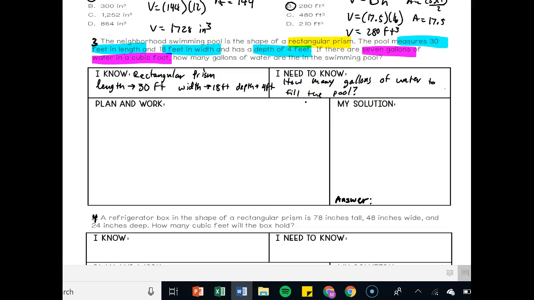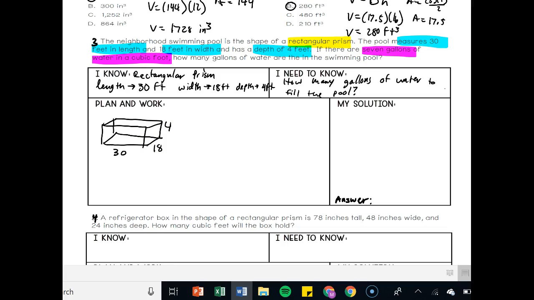Alright, so now let's go ahead and plan and work. You want to start by drawing a picture. To draw a three-dimensional rectangular prism, it's easy. You just draw a rectangle, draw another rectangle behind it, and then connect all the vertices like this. Hopefully, since yours is on graph paper, it's a little bit nicer than mine. Plug in your dimensions. It's a length of 30, a width of 18, and the depth, or how deep it is, is 4, also known as our height, right?